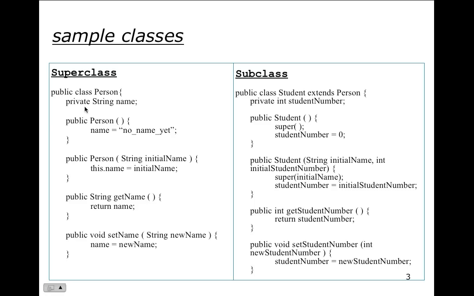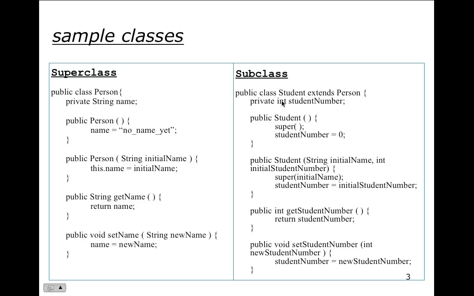So in here we have a private String name, and that's part of Person. And then we have a private int student number. Students have student IDs, but people don't necessarily have student IDs unless they're students. In the superclass, just to reiterate a few points, we have a constructor here. The default constructor doesn't take any parameters, and it's the same name as the class, Person. And then we have one that takes a name, so we can set a name, get a name. Basic functionality.